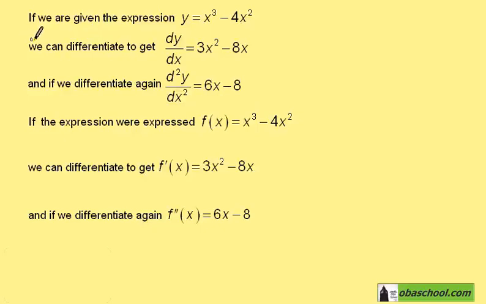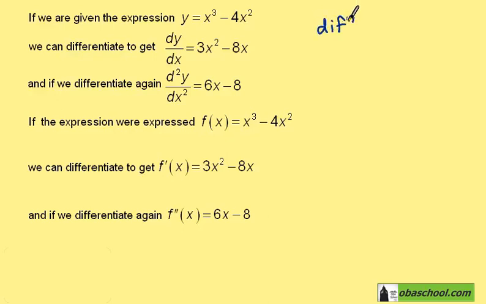If we're given an expression such as y equals x cubed minus 4x squared, we know that we can differentiate to find the gradient function, which would be 3x squared minus 8x. But it's possible to differentiate dy/dx again, and if we differentiate again we get this expression d2y/dx squared.